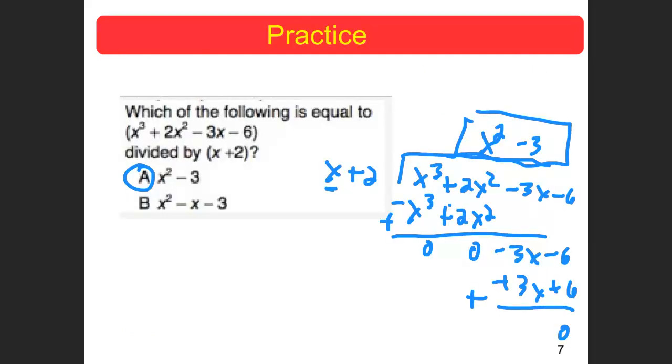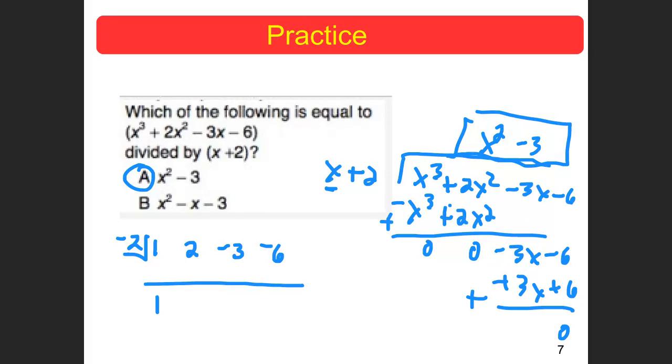Here, we ended up with x squared minus 3 for our answer. Let's do synthetic division here. So I take the coefficients of the numbers in front. So that was a 1, 2, -3, -6, and I'm dividing by x plus 2, so what makes this equal to 0? -2. Bring down the first term. Just bring it down, straight down.